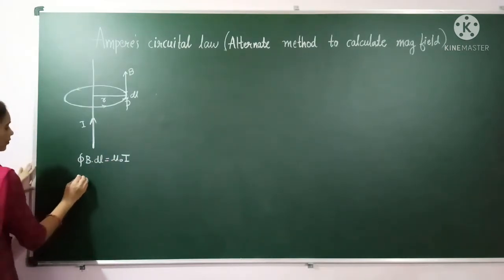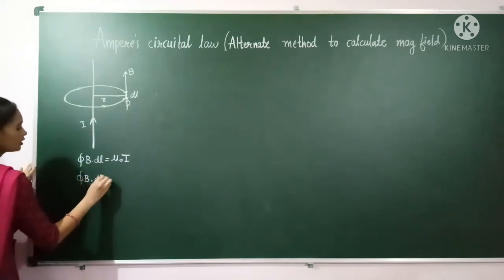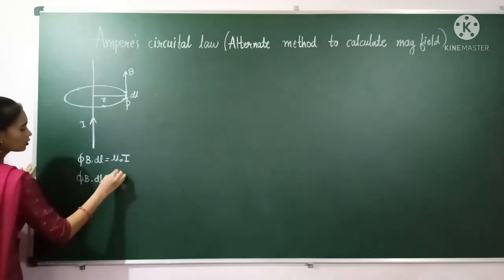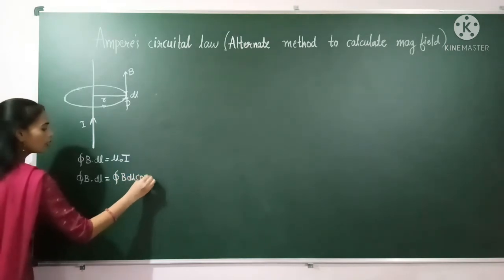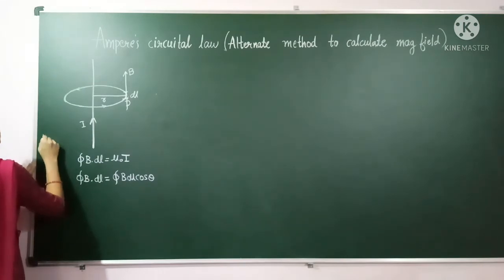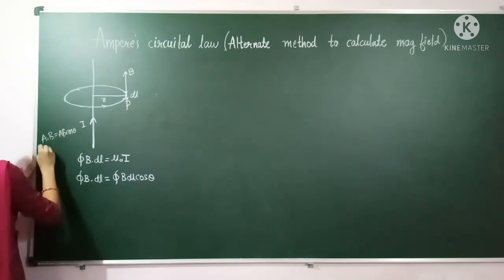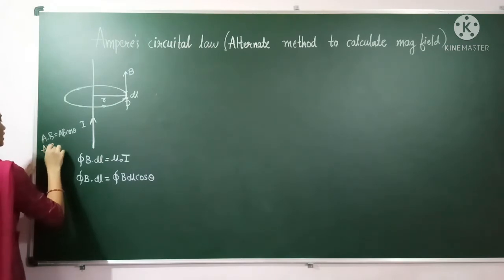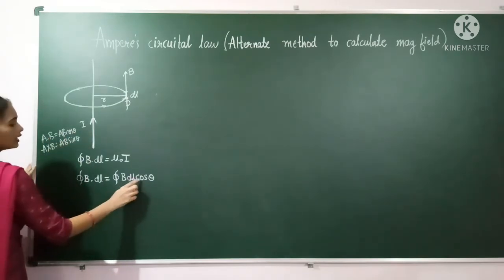To prove it, first we take closed integral B dot dl, which can be written as closed integral B dl cos theta. Why have I written cos theta? Because we have taken the dot product. In the last class you studied that A dot B can be written as AB cos theta. Dot product is written with cos theta, and cross product with sin theta, so A cross B is AB sin theta. Here we have taken the dot product, so I write B dl cos theta.